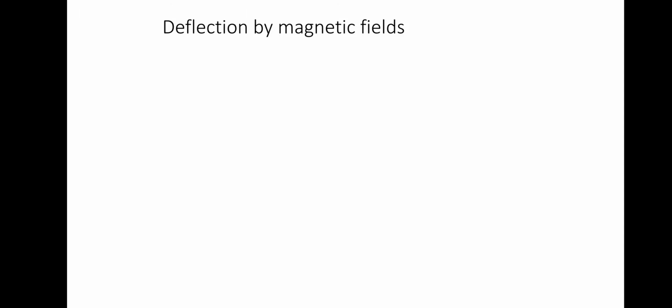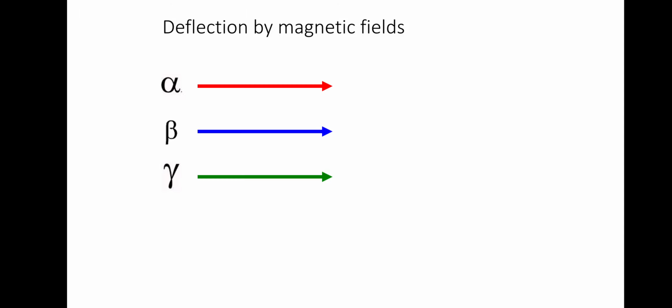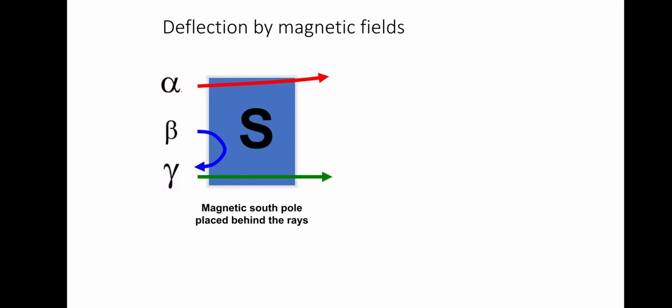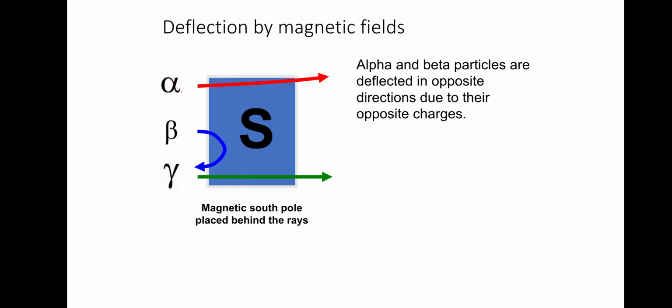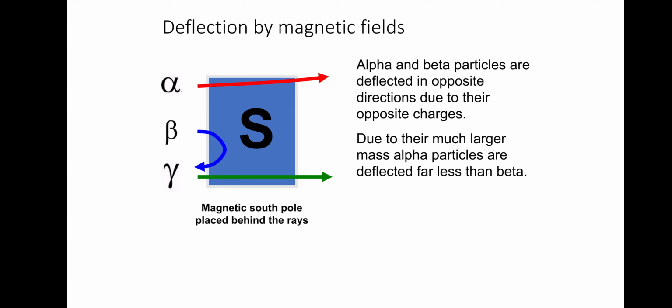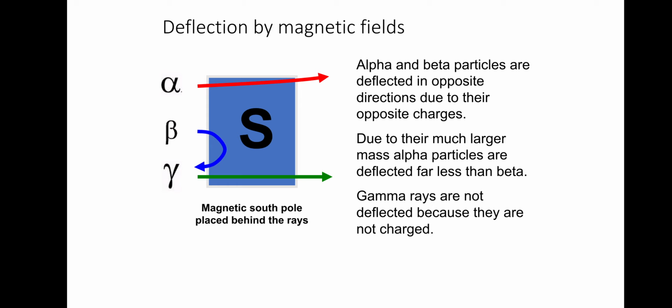So what about deflection by magnetic fields? It's pretty straightforward. The alpha and the beta will be deflected because they have charge. The gamma rays will just pass through undeviated. So alpha and beta particles are deflected in opposite directions due to their opposite charges. And due to their much larger mass, the alpha particles are deflected far less than beta. Remember, alpha particles are approximately 8,000 times more massive when compared to a beta particle. And again, gamma rays are not deflected because they are not charged.